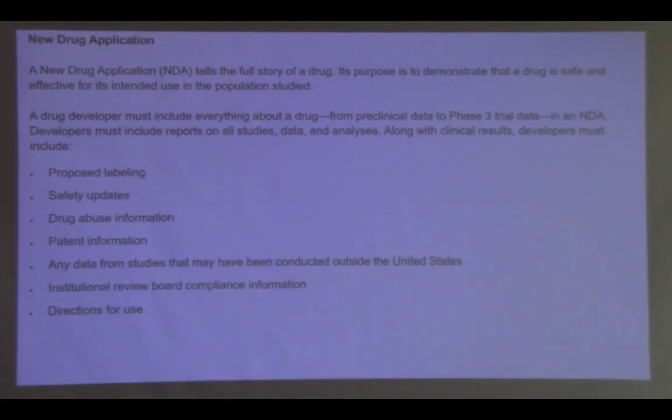This is, again, just a brief slide on the new drug application, and I think it's the best way to put it. It tells the full story of the drug, all of its maybe side effects, adverse reactions, etc., and sometimes other unintended but beneficial side effects as well. They don't always have to be bad. The studies also create the proposed labeling and potential abuse information. As drugs get used in the public, there's also the mandate for safety updates, and that gets added to the package insert as well.